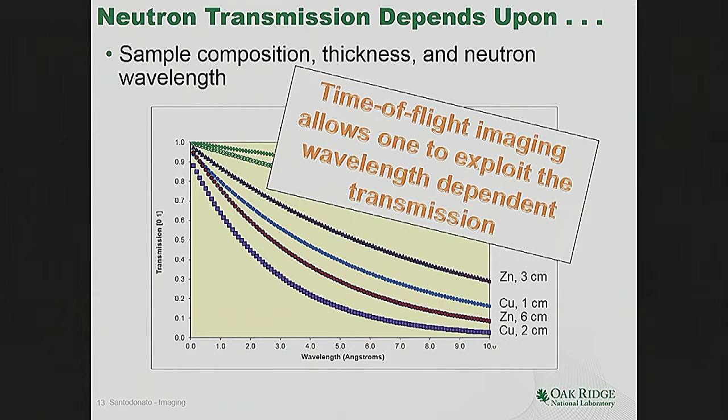Now, time of flight imaging, which we do here at the pulse source, we can discriminate the different wavelengths by the time of arrival at the detector. So instead of one image that's averaged over all the wavelengths, we can slice it up and look at the wavelength dependent. And so one thing you can just see from this graph, you may have different contrast in different regions, or you may be able to pick out wavelengths where you'll get the appropriate transmission.